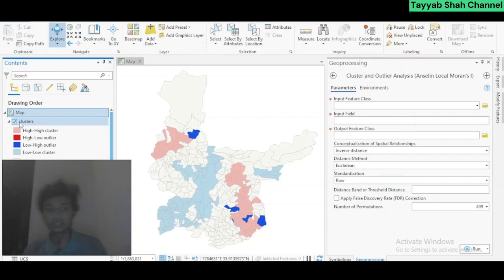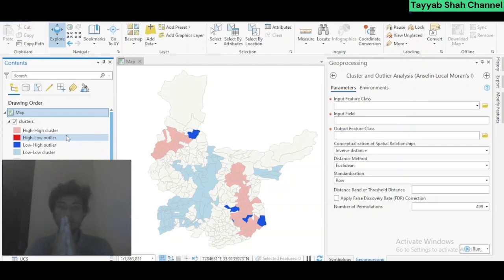Let me first explain what these values mean: high-high cluster, high-low outlier, low-high outlier, and low-low cluster. A high cluster means that a union council with a high value is surrounded by high values as well, meaning its neighboring values also have a high percentage of solar eligible buildings. For example, if someone has a high monthly income and also lives in an area where most people around him have the same high monthly pay.